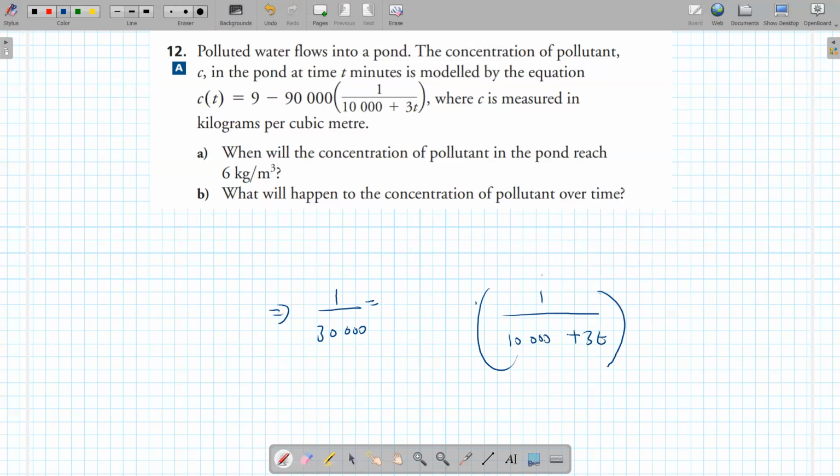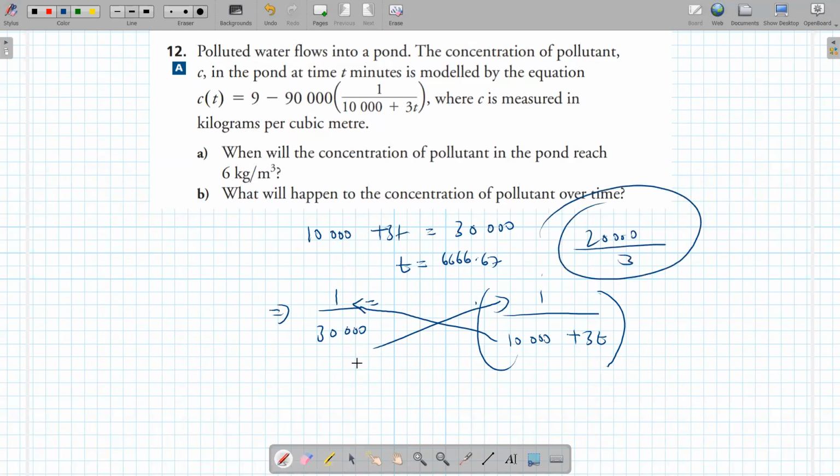Now what? You multiply by 10,000 plus 3t. Yeah, you can just cross multiply on both sides. So that'll give you 10,000 plus 3t on here, right? Multiply here, and then it'll give you 30,000 on the other side. Then you subtract 10,000 and divide by 3, and you're done. So 20,000 over 3, which is what? 6.67, I think. It's 20,000 divided by 3. And that's the answer. Okay? So after this amount of time, the concentration will be 6 kilograms per meter cubed.